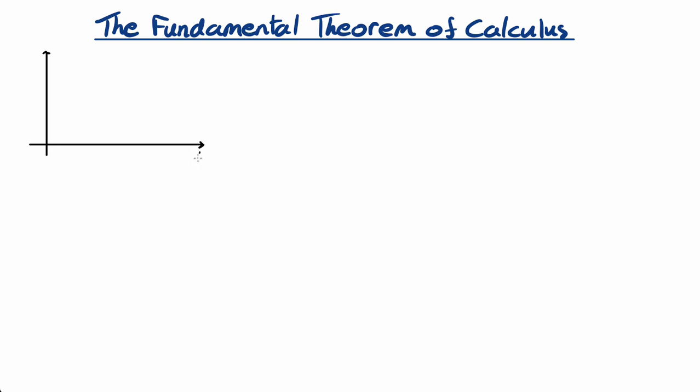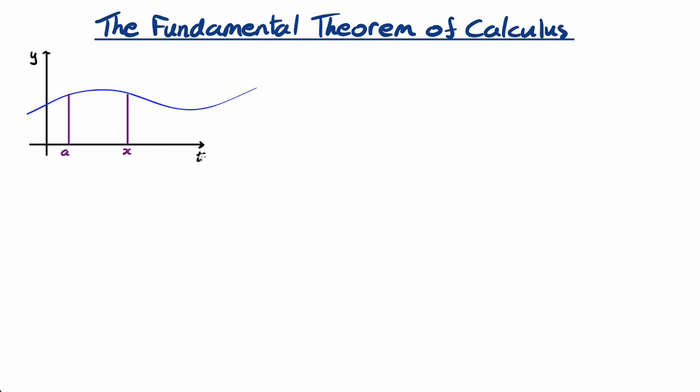Now I'm going to call the graph of this function y is equal to f of t. So we have some curve like this. Some curve, it doesn't really matter what curve we're talking about. And let us define an area function. So we're going to go from some initial value over to some other value. Let's call this a, and we're going to call this x.